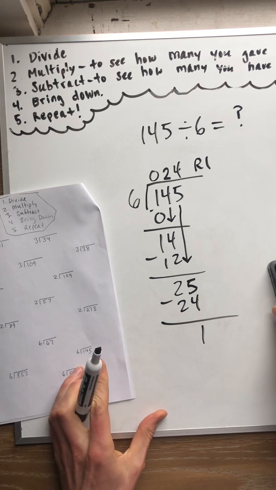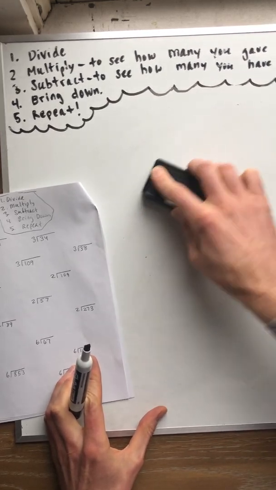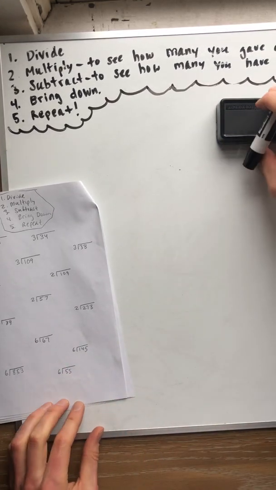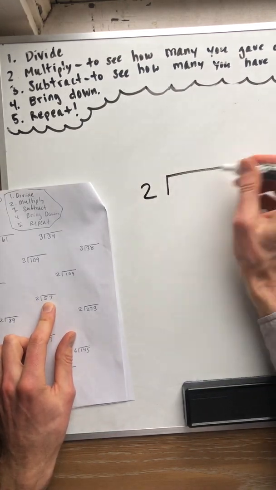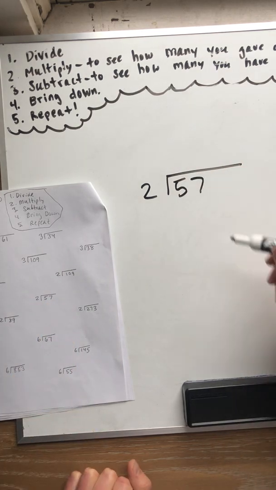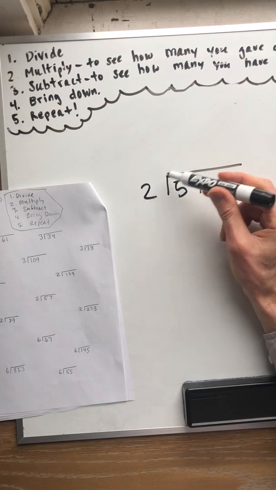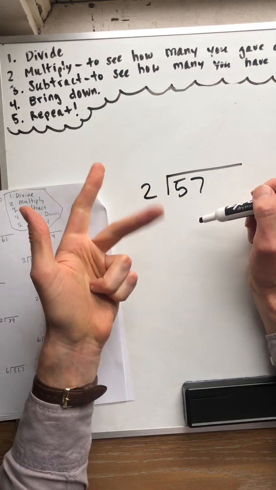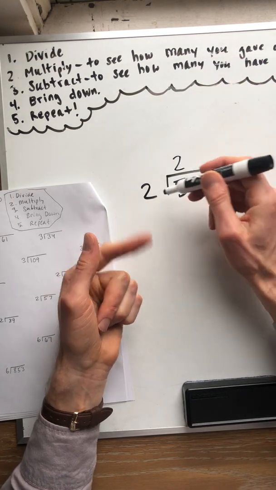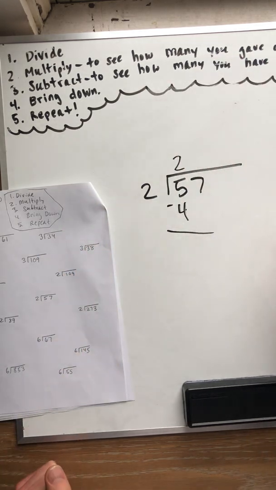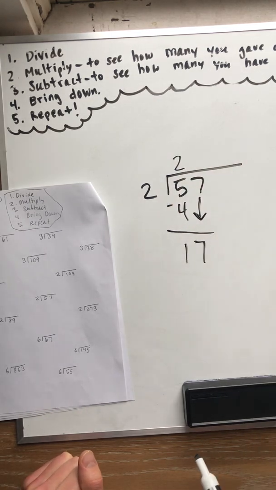Okay, so I think you guys are probably getting this, hopefully. I'm gonna do one more. I'll do it quickly though. Let's do 57 right here. 57 divided by 2. We got 5 tens, 2 people. Does each person get a 10? Yeah, 2 goes into 5 how many times? 2, 4, 6. 6 is too many. 2, 4. Twice. Multiply to see how many you gave out. 2 times 2 is 4. Subtract to see how many you have left. Got 1 10 left over. Bring down the ones. Time for the ones. I've got 17 ones.